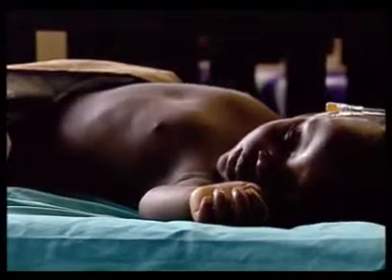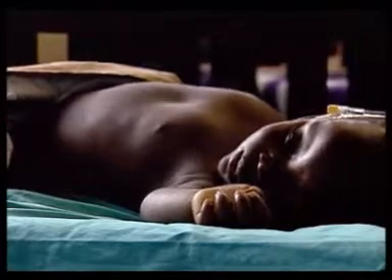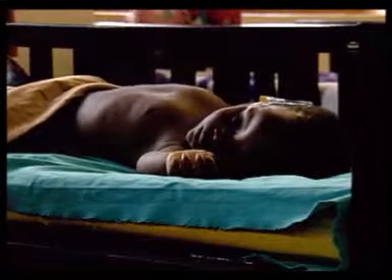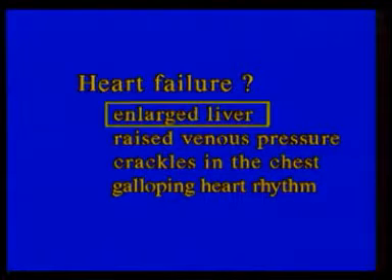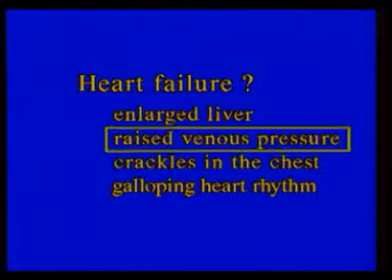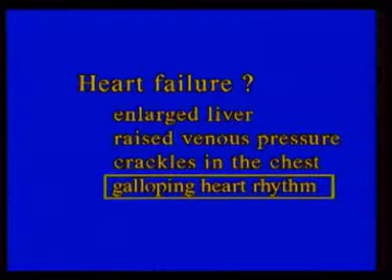In the breathless child, look carefully for evidence of pneumonia. Occasionally, an anemic child may have heart failure, suggested by an enlarged liver, raised venous pressure, crackles in the chest, and a galloping heart rhythm.